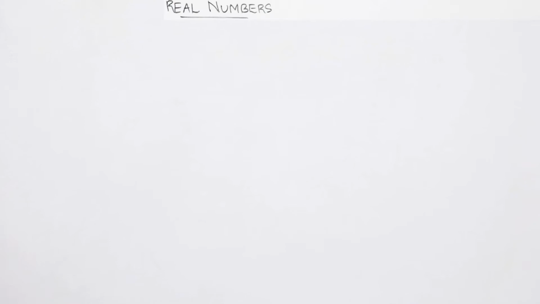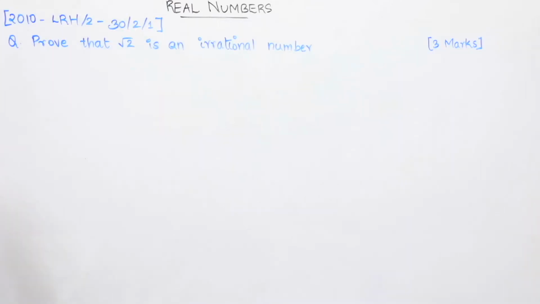We've covered previous year questions from Fundamental Theorem of Arithmetic in our previous videos. Now let's move on to proofs of irrationality of root 2, root 3 and root 5. The questions asked from this section are usually for 3 marks. In this video, we'll be covering the proof of irrationality of root 2.